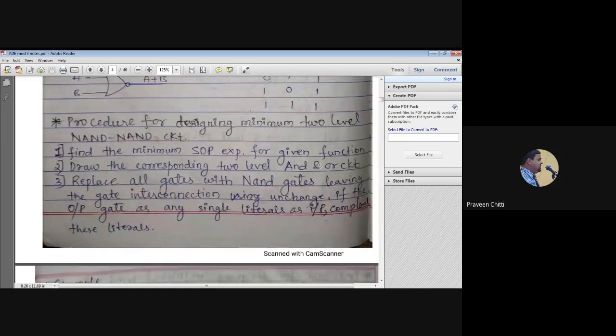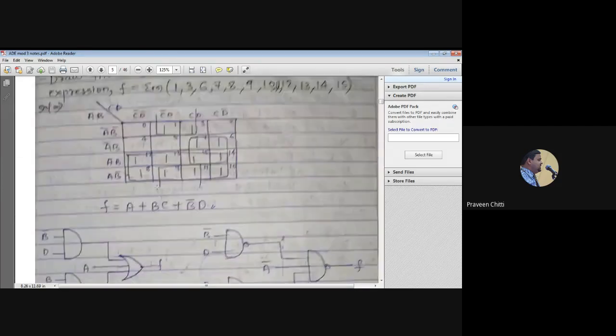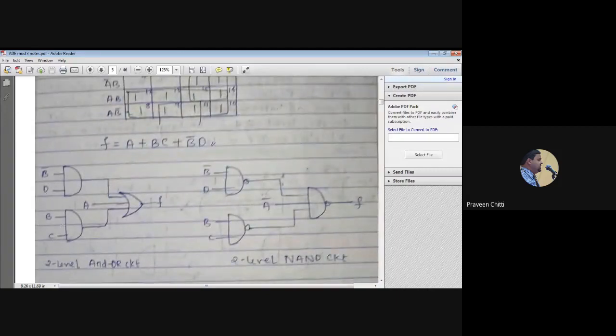Draw the corresponding two-level AND OR circuit. Sorry, you have got the minimum equation, now you have to go to the second step. Draw the corresponding AND OR circuit, normal AND OR circuit, two-level. You can see here, A plus B and C and D. This is what you will get. This is the corresponding two-level AND OR circuit.